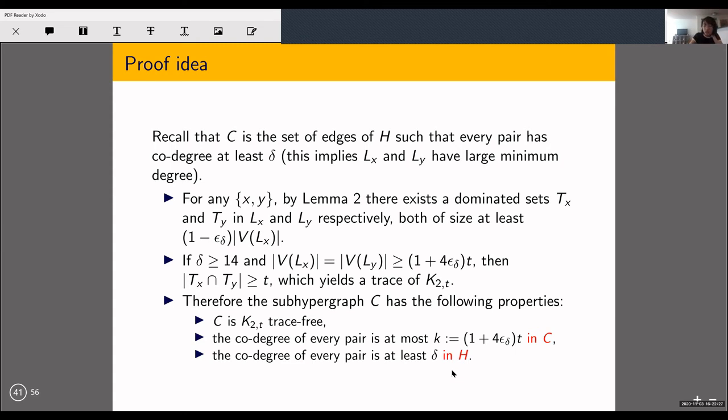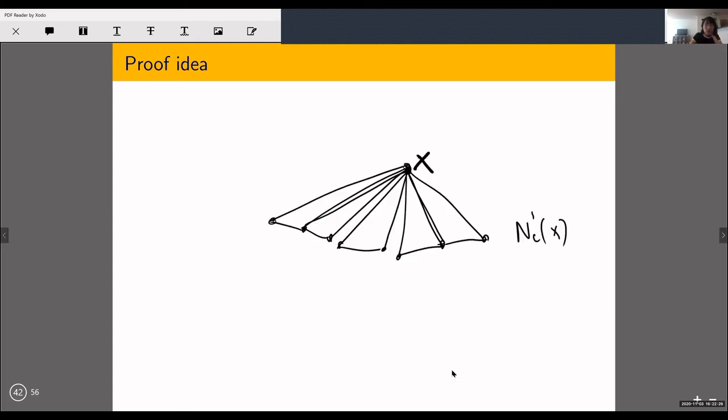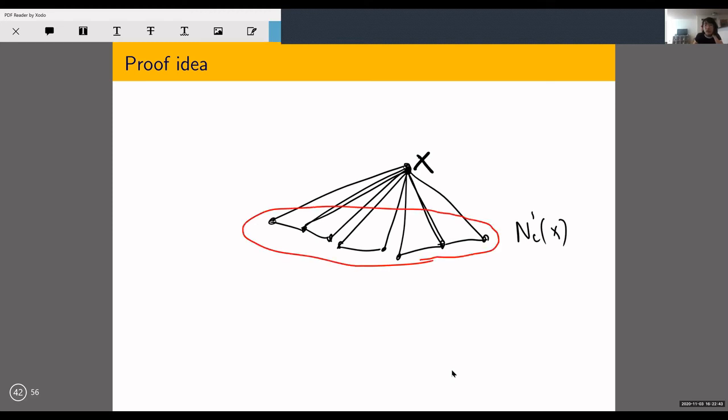Okay, so let's see just the general idea for the rest of the proof. So I take some vertex X, just any vertex, and I look at the edges containing it. And the set of vertices here, I'm going to call this first neighborhood of X, but only looking at the edges in C.